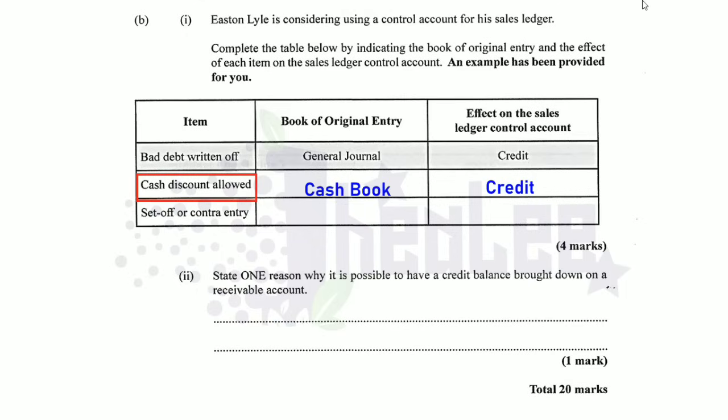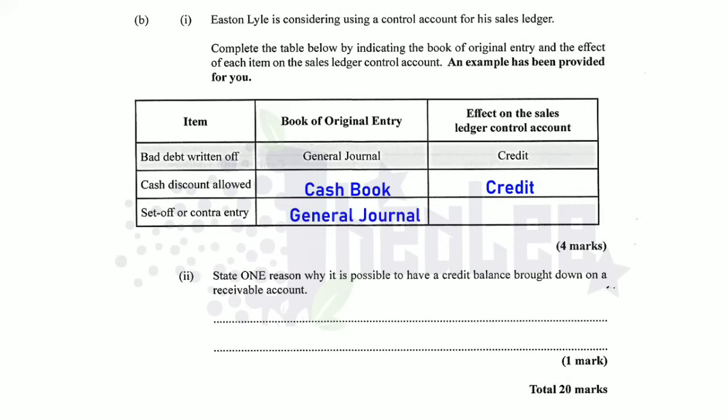Now let's move on to the last item, and that item is set off or contra entry. Remember, set off within the control system is a contra entry. It reduces both your debtors and your creditors, because remember, the same person who is a debtor to your business is also a creditor to your business. And set off basically you're squeezing out what is owing between the two. Set off is recorded in the general journal. So the book of original entry is the general journal.